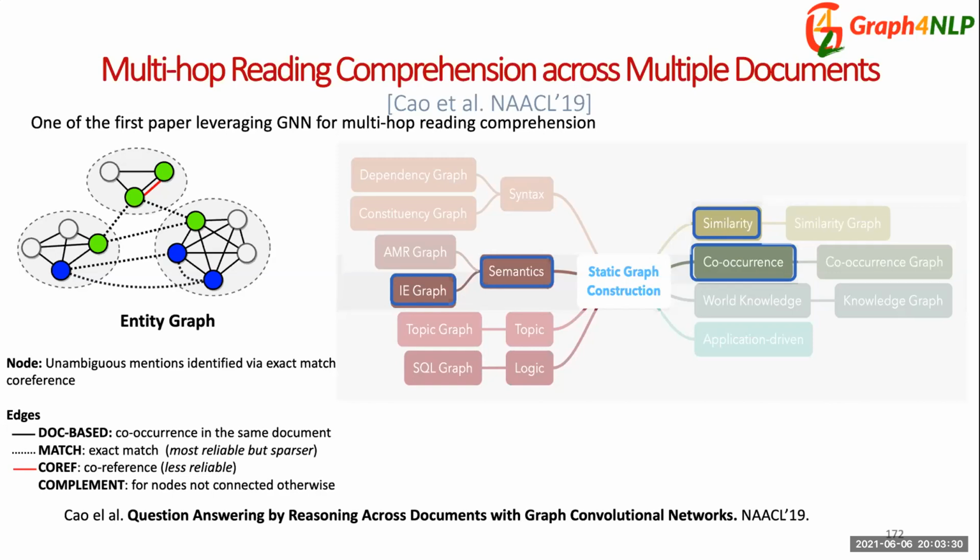You may wonder why they merge both match and coref. Coref has better coverage, but it's less reliable, as you will see later on through the results. And match provides a more reliable link between mentions, but because often the same entity can be mentioned in different ways, the coverage will not be as good as coref.